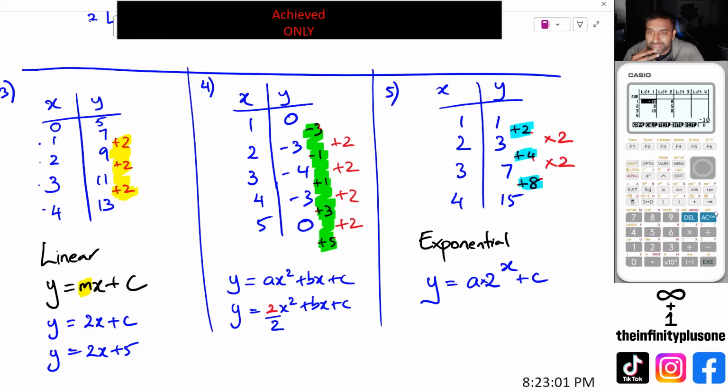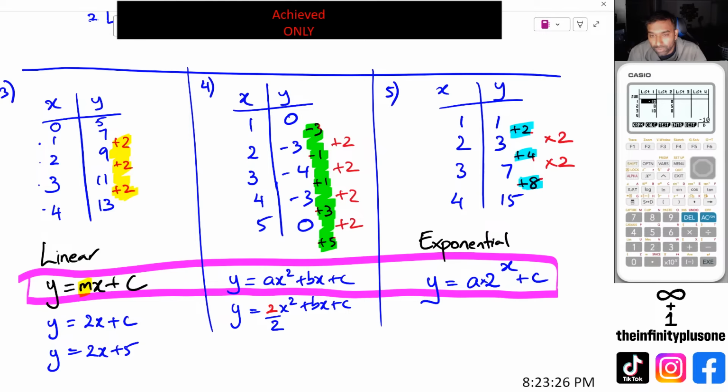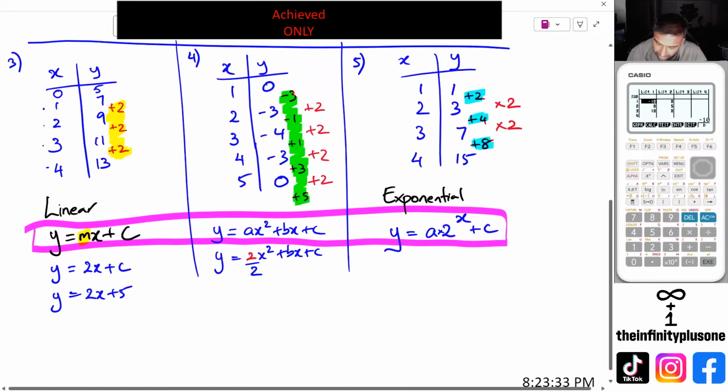But at the same time, it's always good to have these little skills. None of these formulas come in the exam. So whatever's in the pink box here, these general formulas, you do need to remember them, and we'll go through each of them. I'm going to go through the quadratic first.